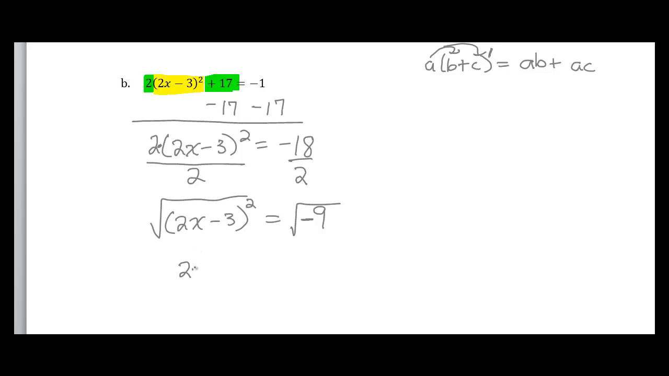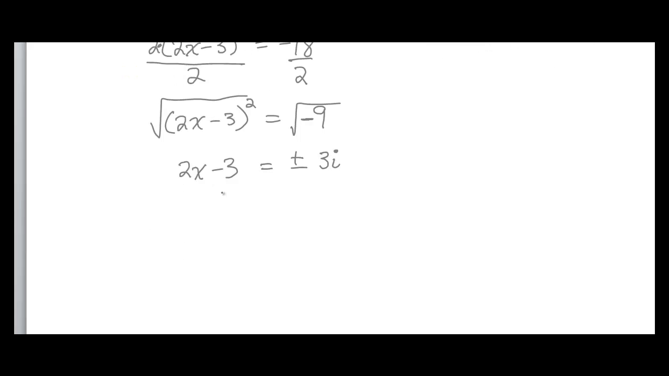We get 2x minus 3 equals plus or minus, and this one is simple enough to take the square root of. We have a negative, so I know I'm going to have an i in my answer. Square root of 9 is 3. So this is going to be 3i.